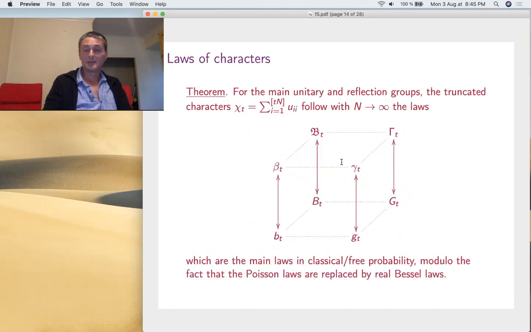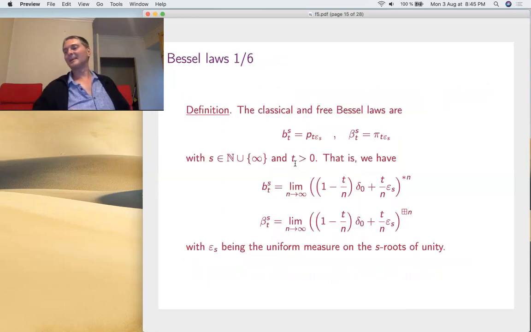So we're done with this. So yeah, these are the laws. Now, in view of this, these Bessel beasts are really extremely important. I mean, there are 4 of them. Half of the main measures in probability are Bessel, right? So let's go to them and try to understand a bit what's going on.